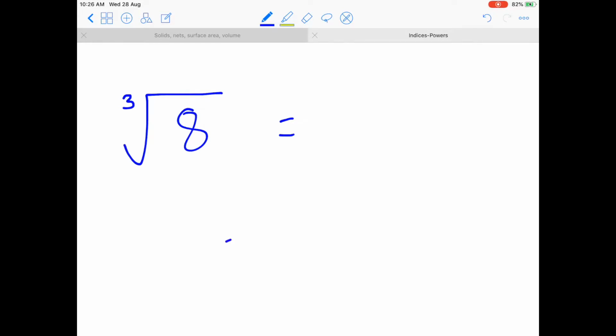So the cube root of 8, we know 2 times 2 is 4, and 4 times 2 is 8. So the cube root of 8 is 2, because 2 cubed is 8.